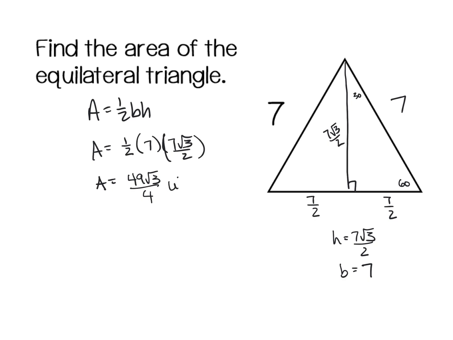Again, you could just type this right into your calculator. But be forewarned, when you go to type it into your calculator, when you do the radical 3, make sure you close your parentheses. A lot of times they'll start a parentheses for you with your radicals. So make sure you close that and then divide by 2. So you should have 21.2 square units.